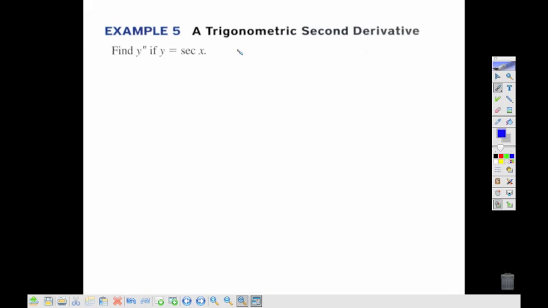Trigonometric second derivative. So we want to find the second derivative of this. So for our first derivative, we need to remember what the derivative of secant is. The derivative of secant was secant x tan x.